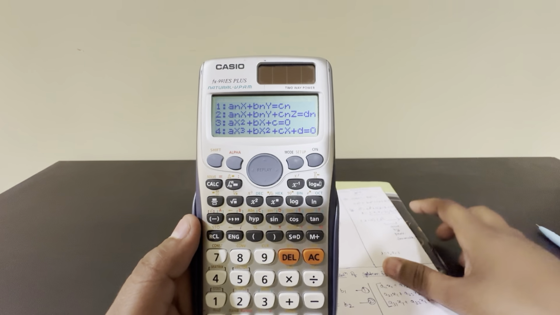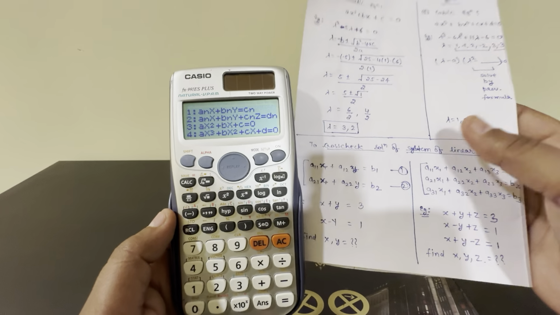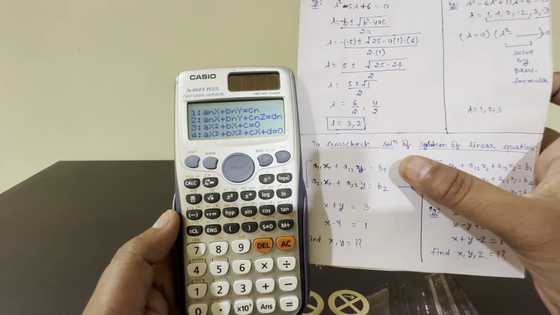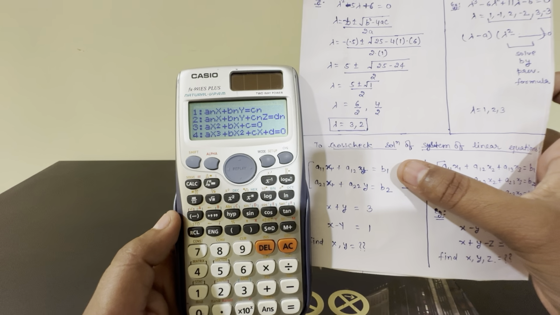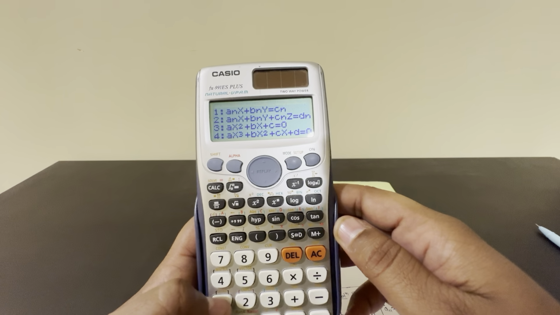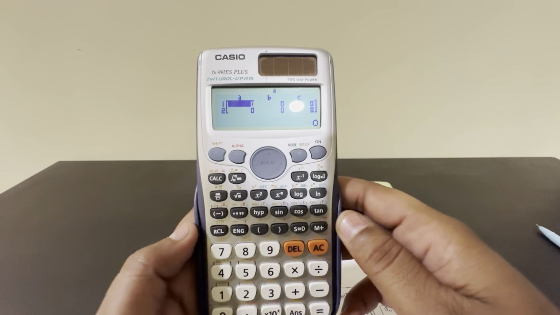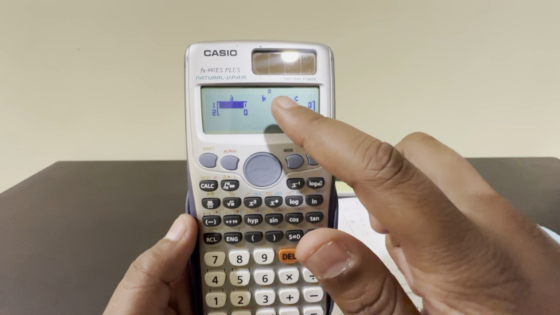Now, for checking a system of two equations, 1 and 2, you have to choose ax plus by equals c. You can see the first one. This is for the solution of a system of two equations. When you press 1, you will get the interface of a, b and c.